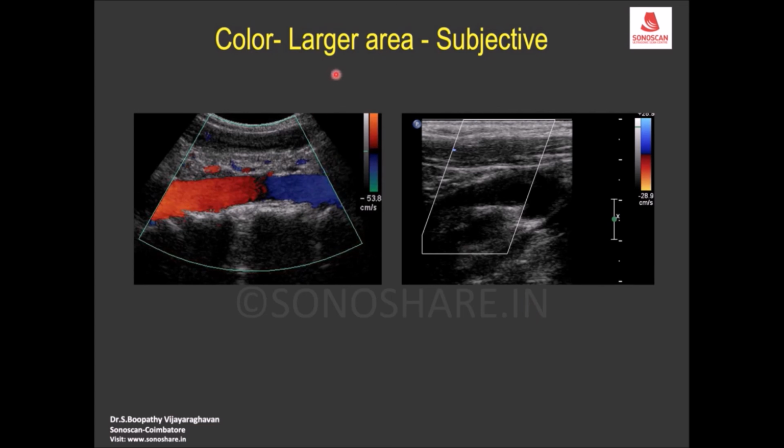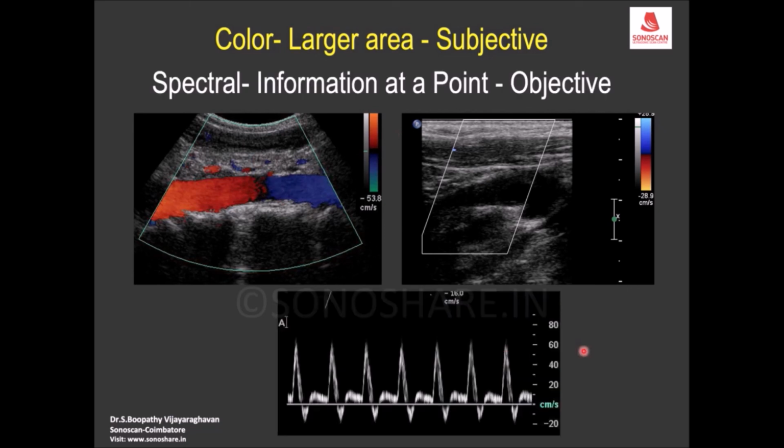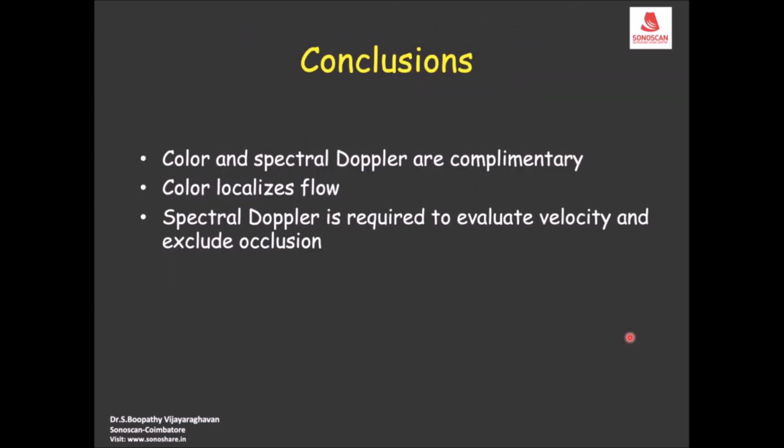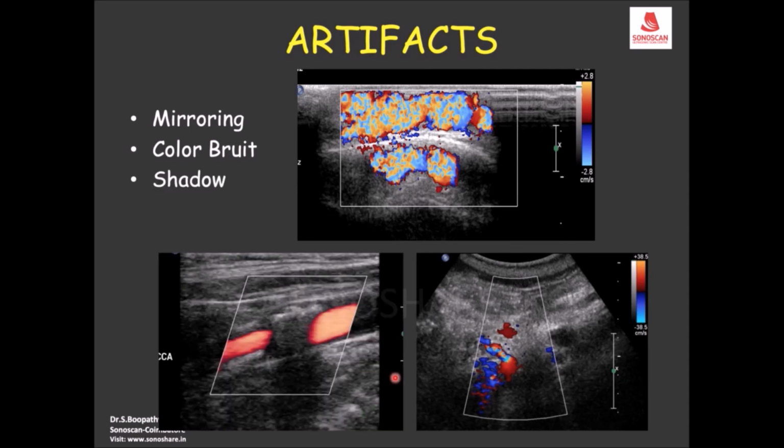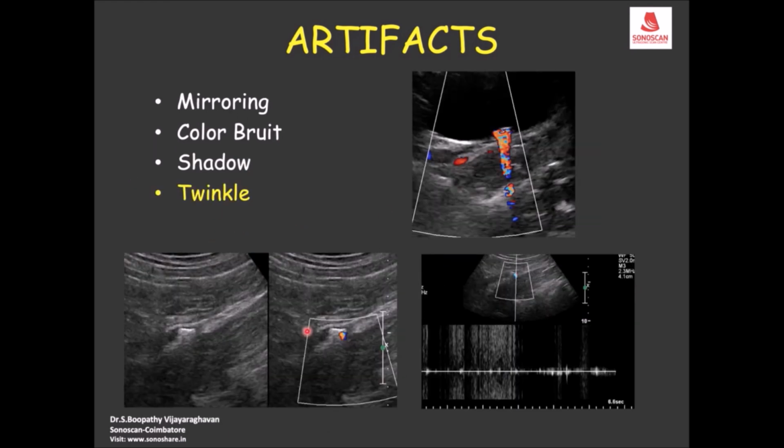Color Doppler, we get information in a larger area, and quickly we get the velocity changes. Okay, so that is the difference between color and spectral. So to conclude, color and spectral Dopplers are complementary. We need color reflected as color bruit, and artifactually we may get absence of flow as seen here because of the shadowing due to calcified plaque artifact, which helps us to diagnose that that is a calculus.